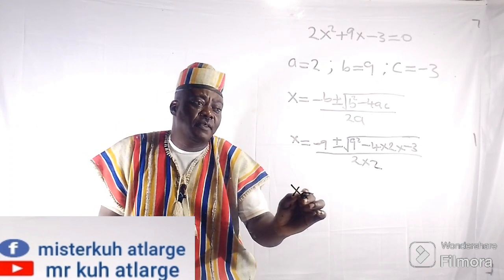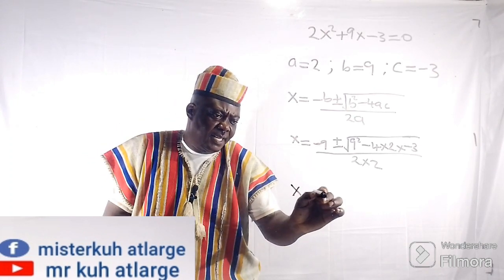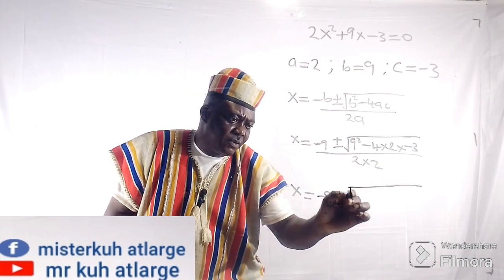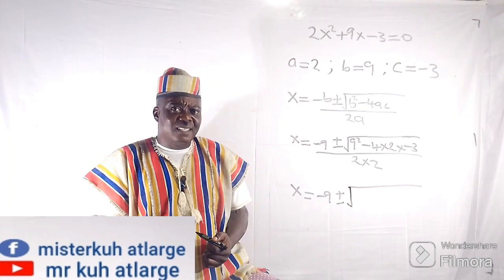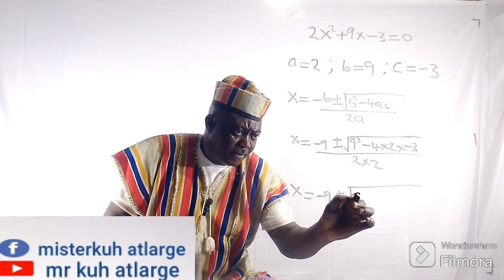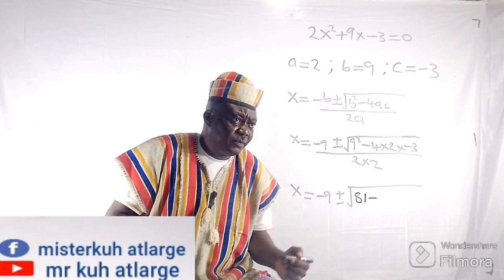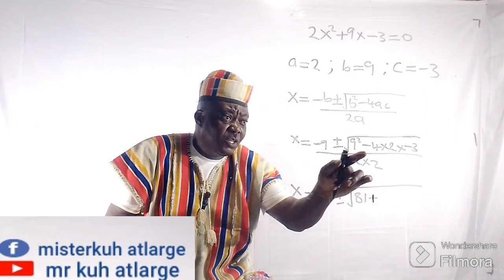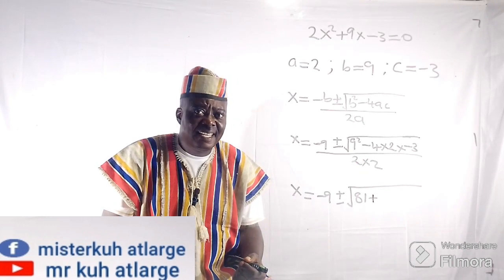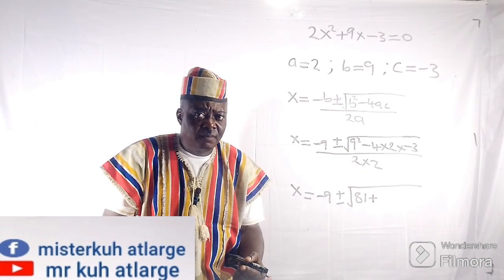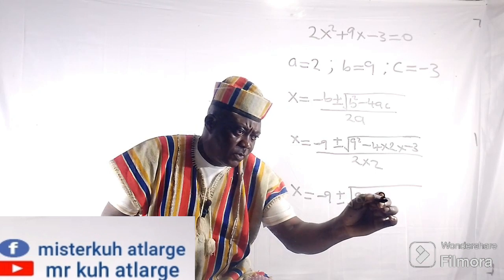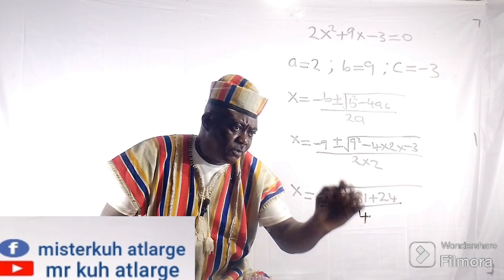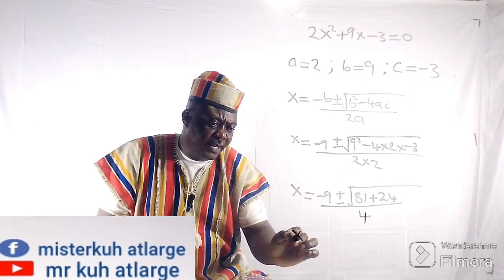So you now simplify: minus 9 plus or minus square root of, what is 9 squared? 9 squared is 81. Minus times minus is plus, so this place will be plus. 2 times 4, 8. 8 times 3, 24. 24 all over 4, 2 times 2. Let us simplify it further.